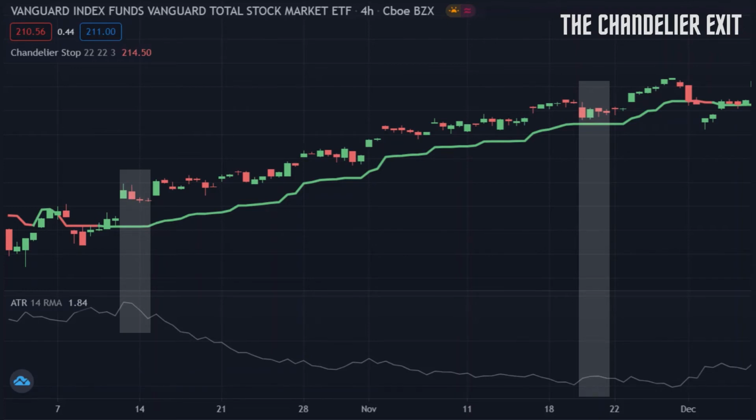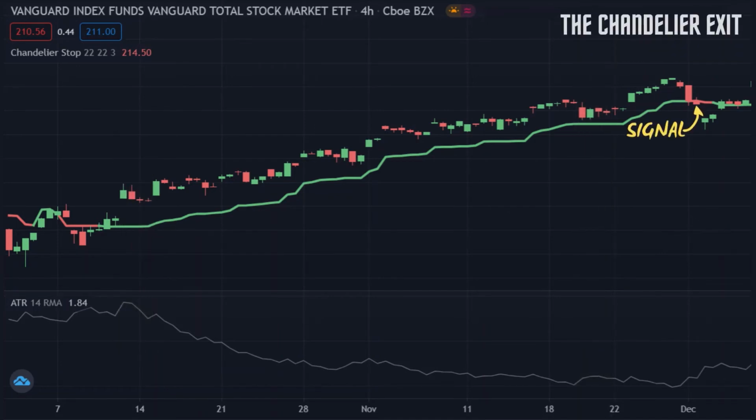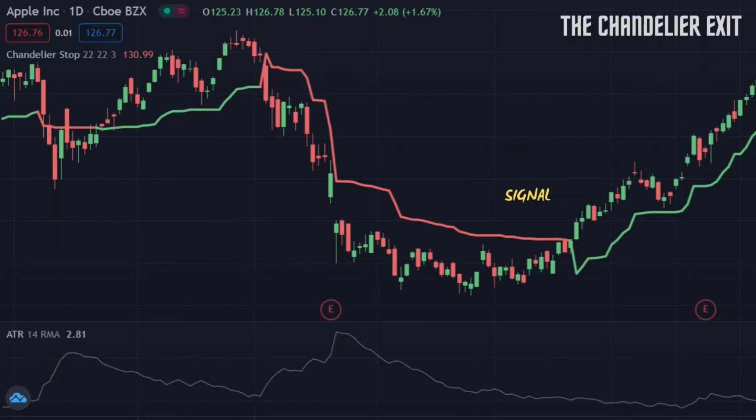The Chandelier Exit Strategy is not a reliable indicator in a ranging or sideways market and should only be used when the market is trending upwards or downwards. When an asset's price breaks and closes below the trailing stop while in an uptrend, a signal to close the trade is produced, indicating that a potential trend reversal may be in the works. And when an asset's price breaks above the trailing stop while in a downtrend, a signal to close the trade is produced.